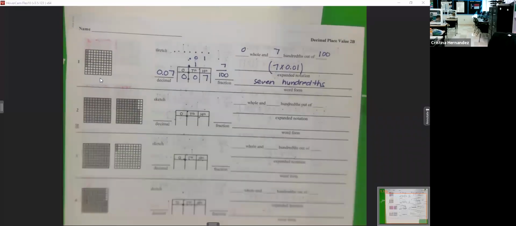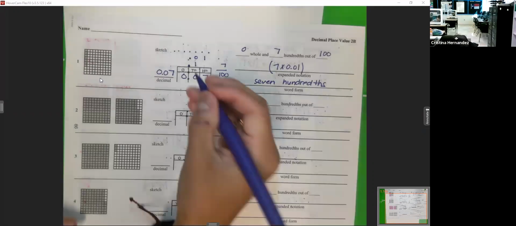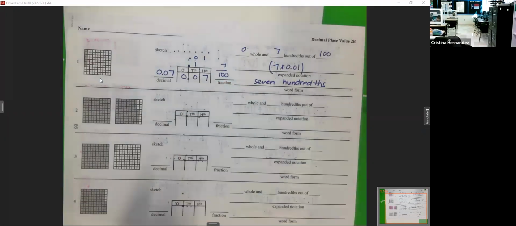Let's go over number 2. So we are on number 3 already. Some of y'all need help, I think, with spelling. Some need help with the decimals. Let's see what we got. So, y'all tell me what's sketch on number 2. What do we sketch on number 2?